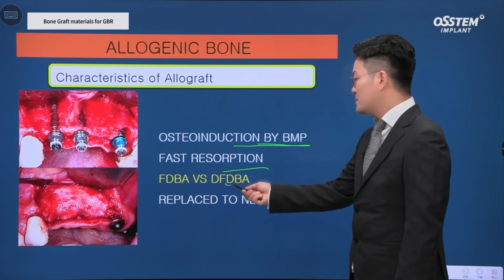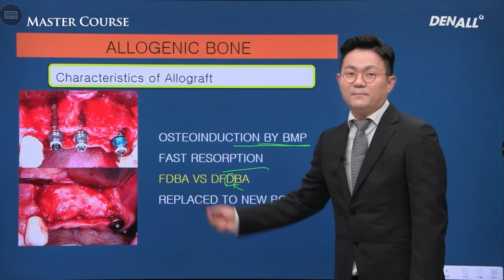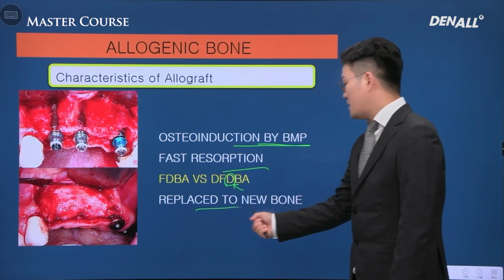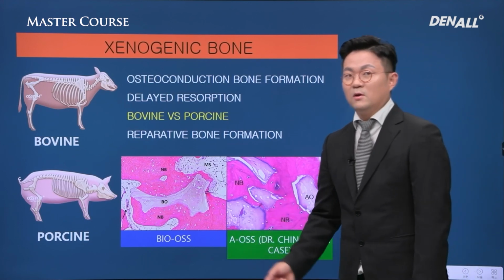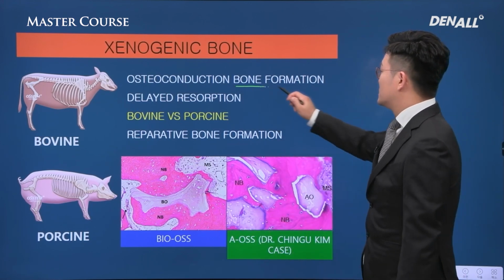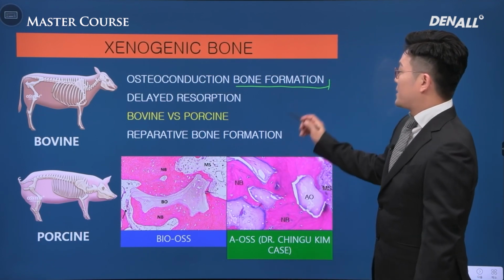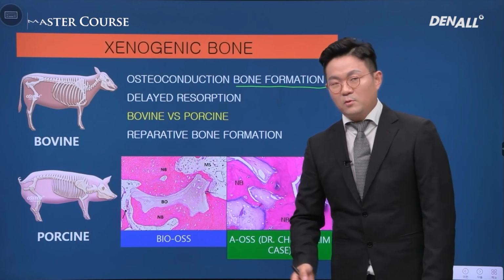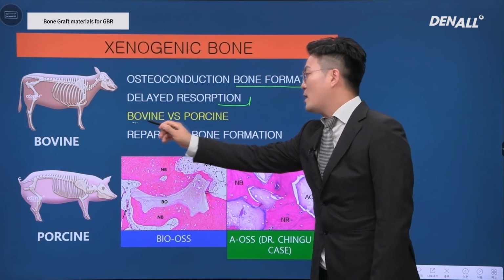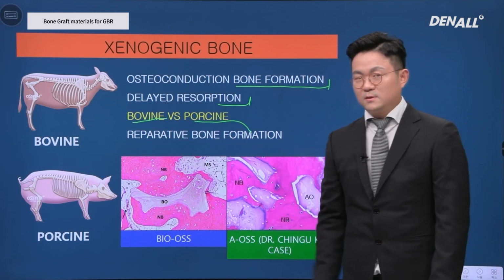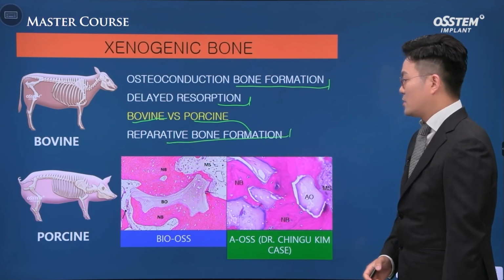For maxillary sinus graft, demineralization would determine the physical property of the materials. Xenogenic bone: osteoconduction, bone formation. They don't form bone directly or have a BMP, but they occupy space so that bone can grow into the space, and it is resorbed very slowly. They are from bovine or porcine, with different characteristics, and they have reparative bone formation.